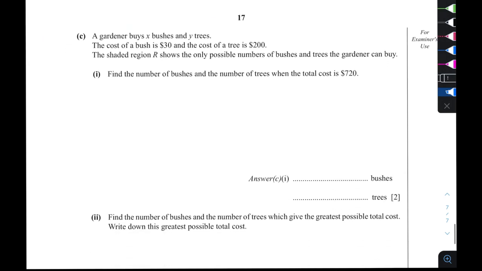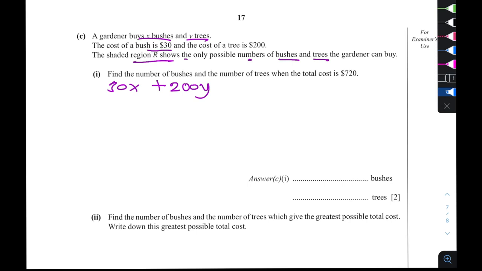They are saying that a gardener buys x bushes and y trees. The cost for a bush is 30, so that's 30x, and for trees 200, so that's 200y, right? Then the next thing we need to do is that they said the shaded region R shows the only possible numbers of bushes and trees that the gardener can buy.